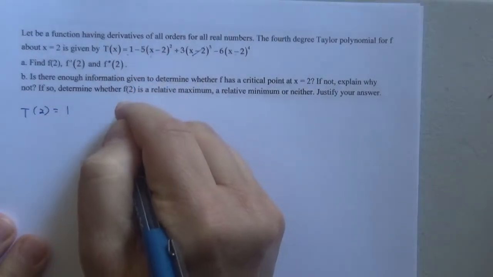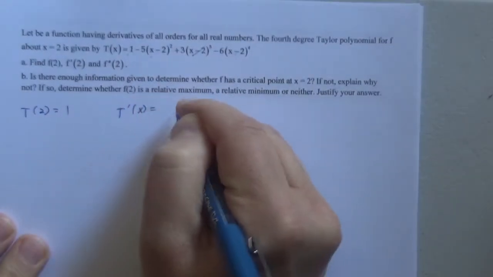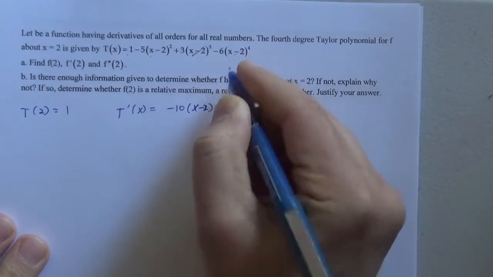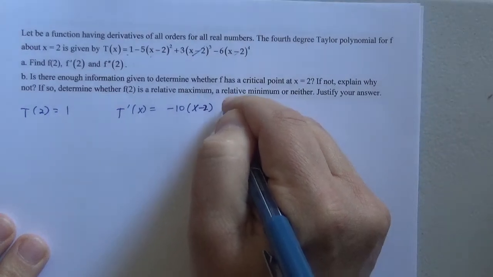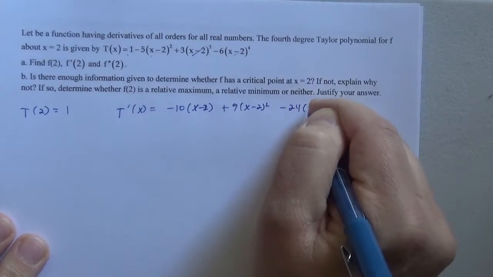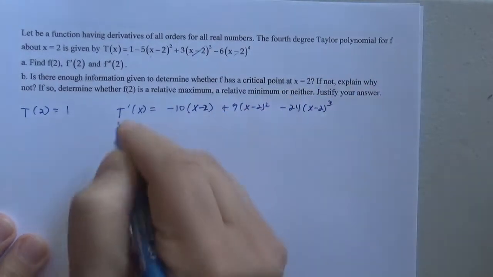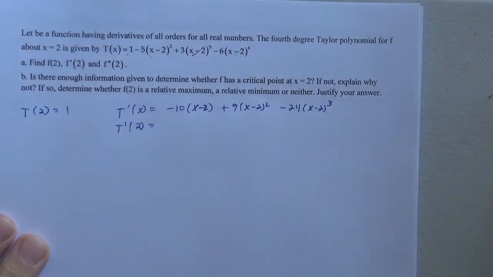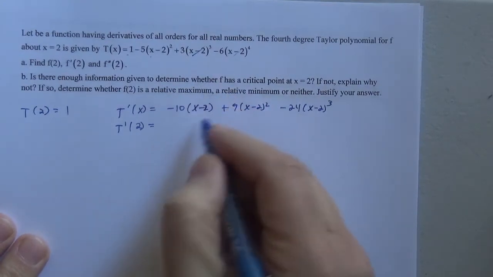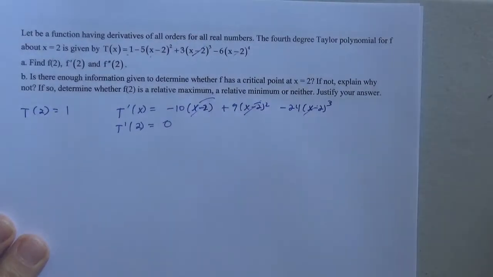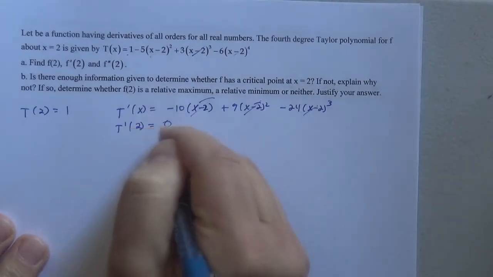I then want to take the derivative, so t prime of x is going to be negative 10(x minus 2) plus 9(x minus 2) squared minus 24(x minus 2) cubed. I plug in 2, because t prime of 2 and f prime of 2 are going to be the same. I plug in and all these terms go to 0. So my first derivative is 0.